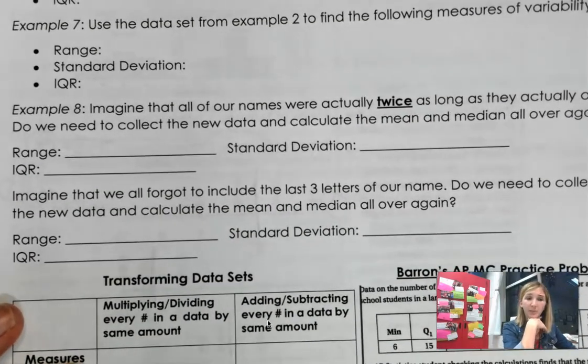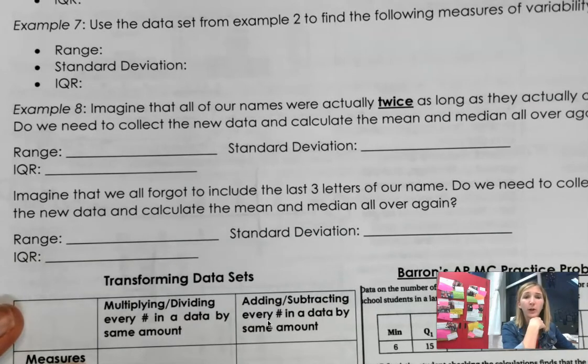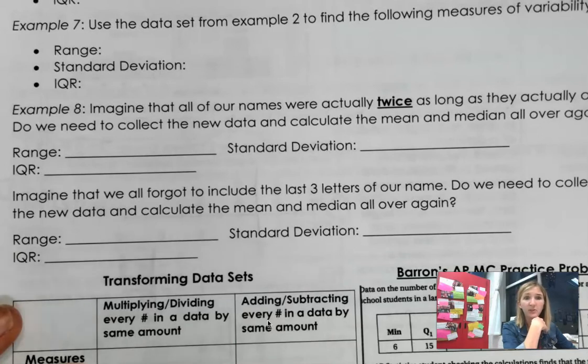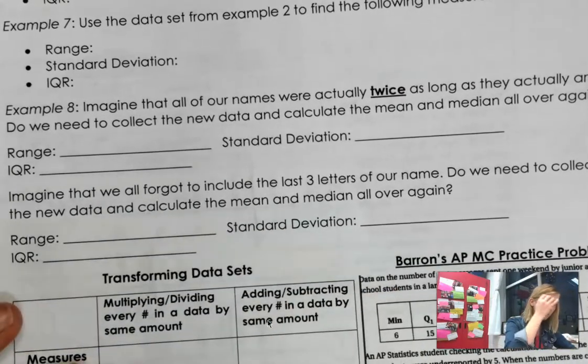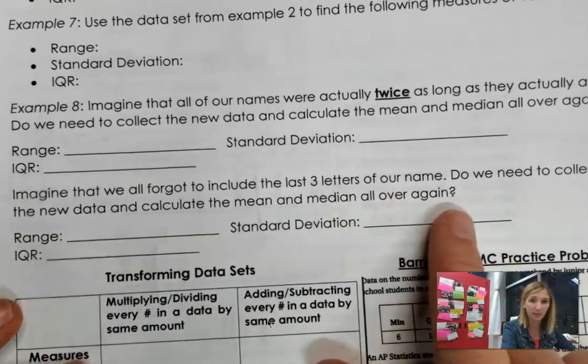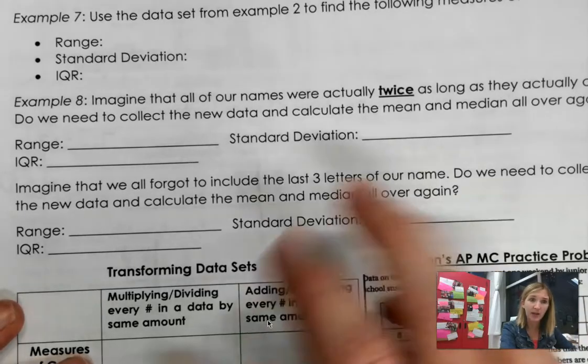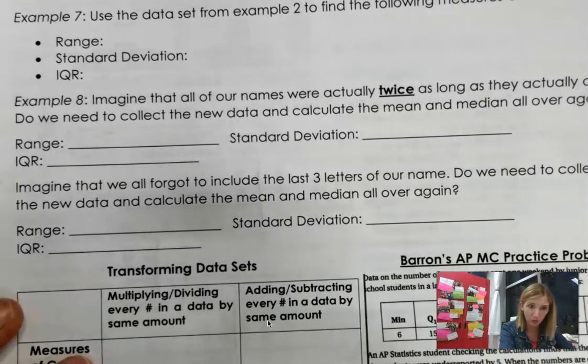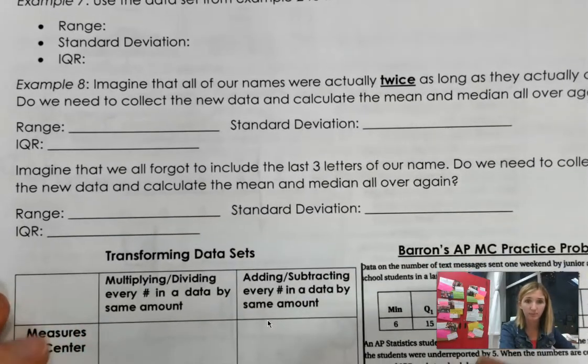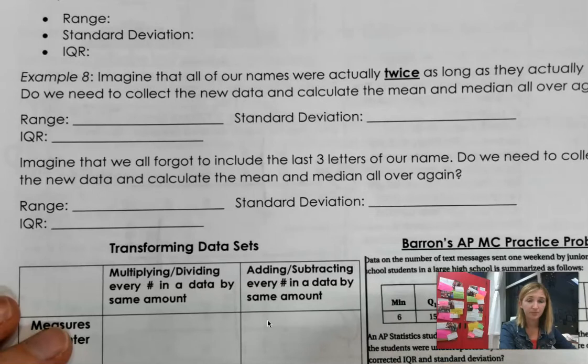All right, next up, I want you to imagine that we all forgot to include the last 3 letters of our name. Do we need to collect the new data and calculate the mean and the median all over again? Well, let's try it. Let's use our data set from example 3 where we subtracted 3 from all of our names. I want you to take that data set and find the range, the IQR, and the standard deviation and compare it to the original range, IQR, and standard deviation. All right, what did you find out? Did it change or did it not change?